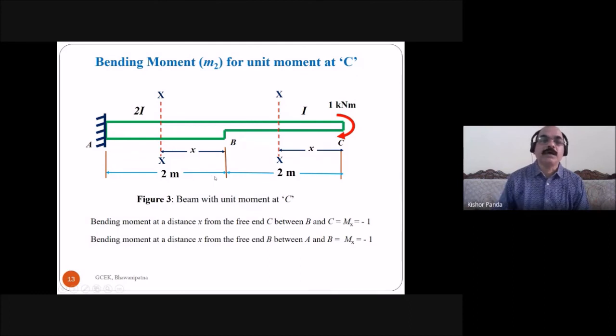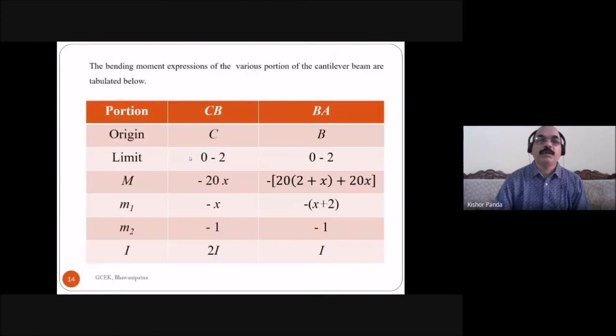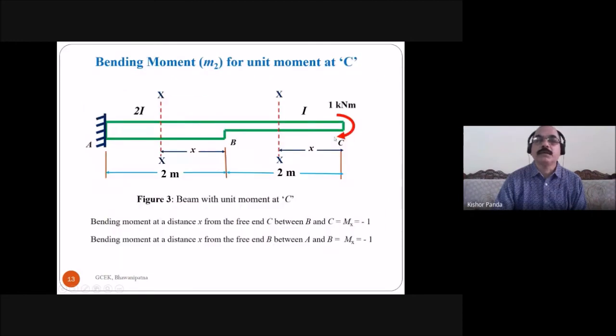Then after getting the bending moment between A and B and between B and C due to the external loading, the unit force and unit moment, find out the total expression of the bending moment for various portions of the cantilever beam in a tabular form. The bending moment expressions of the various portions of the cantilever beam are tabulated below. So here you take the portion CB and BA.